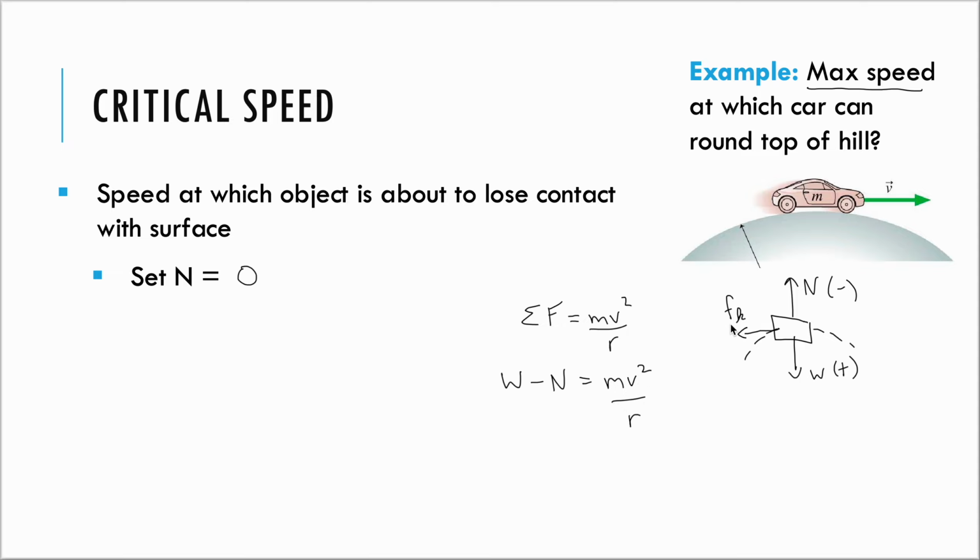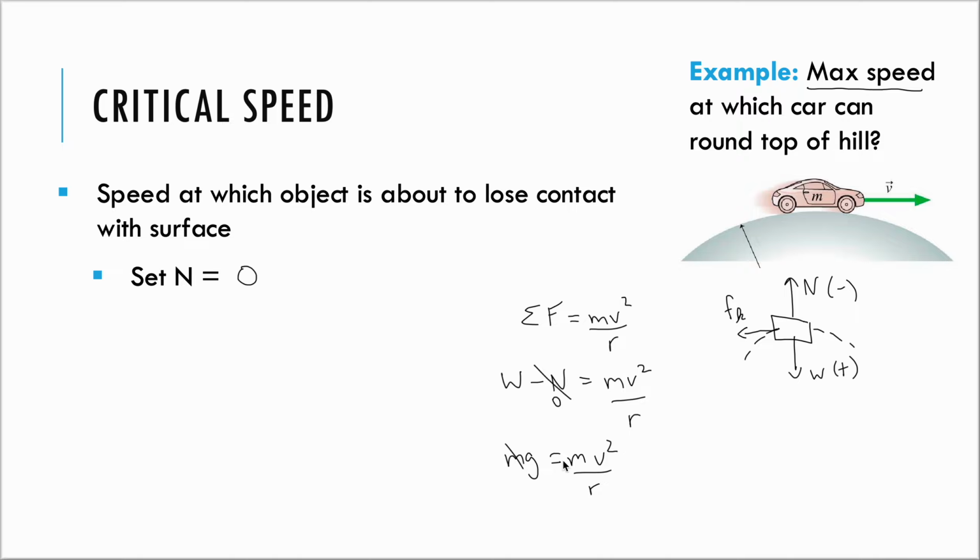Now, since we're looking for the critical speed, we can set the normal force equal to 0. And we know that weight is equal to mg. So we're going to have mg equals mv squared over r. We can go ahead and cancel. Let me actually rewrite it so it's a little bit neater. mg equals mv squared over r.